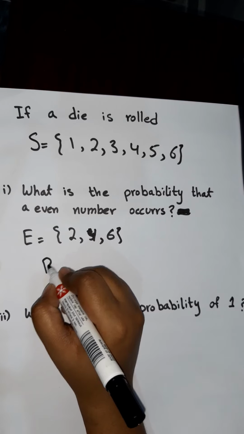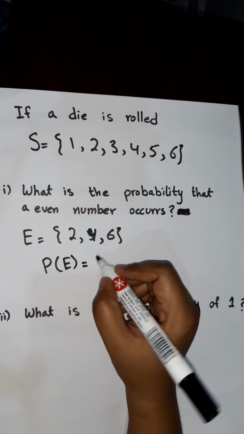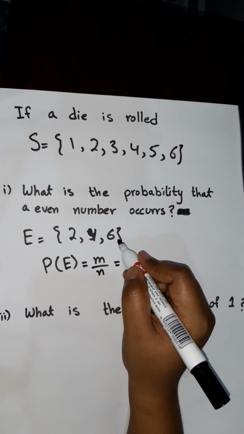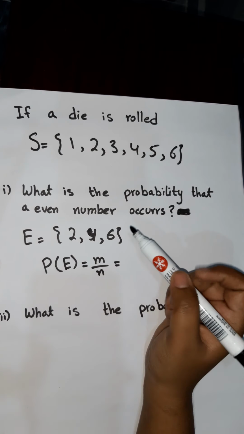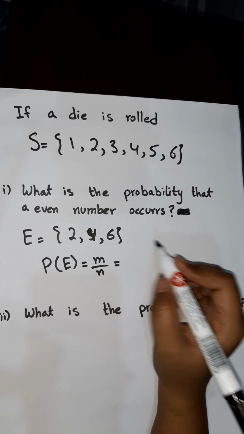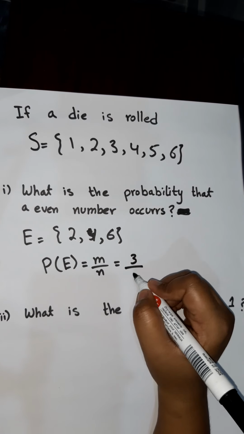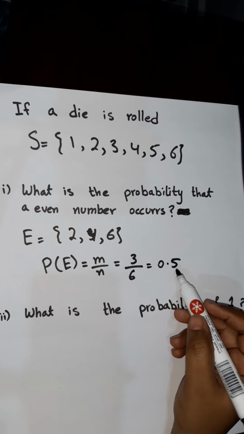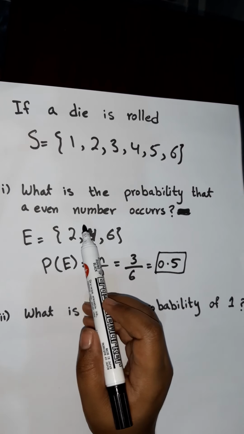Now the probability of event E will be calculated as m by n, where m is the number of outcomes in the event and n is the number of outcomes in the sample space. There are 3 outcomes in event E, so we will write 3, and there are 6 outcomes in the sample space. So 3 divided by 6 is 0.5. So here 0.5 is the probability of occurrence of an even number.